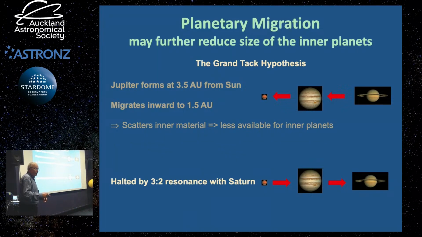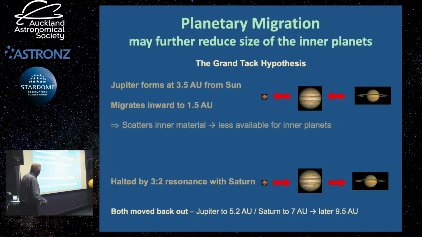Jupiter sat for a while at 1.5 astronomical units, so it really booted most of the material out that Mars's fate was sealed as soon as Jupiter started heading inward. And it disrupted a lot of material that would have helped form a bigger Earth, but not as much as Mars. So it explains all of that. So Saturn and then Jupiter started moving back outwards again. Both moved much further out. Jupiter to about where it sits now, about 5.2 astronomical units, and Saturn to about 7, which later went out further. So that's called the grand tack.